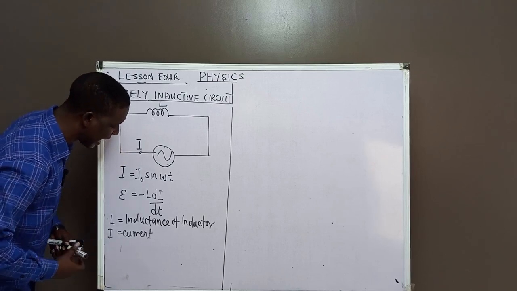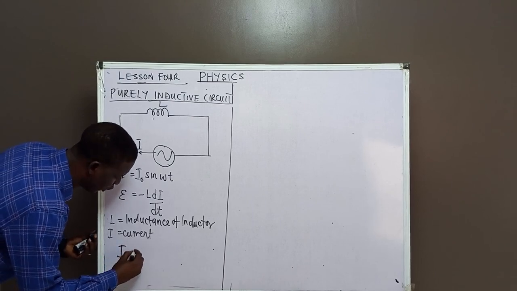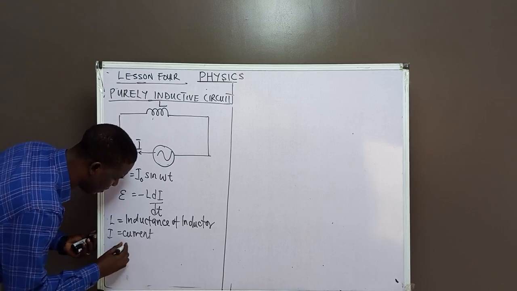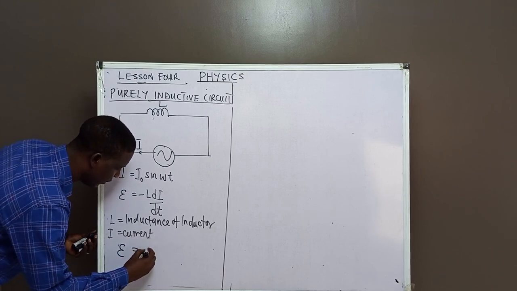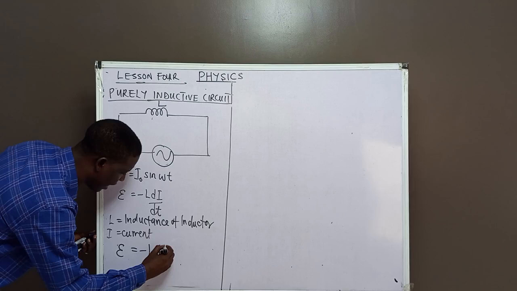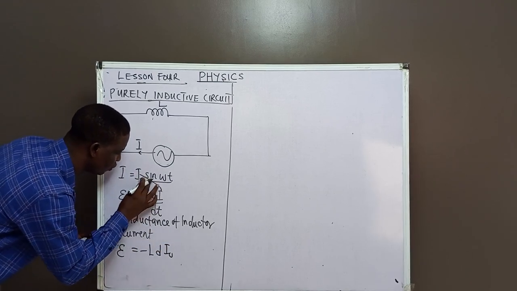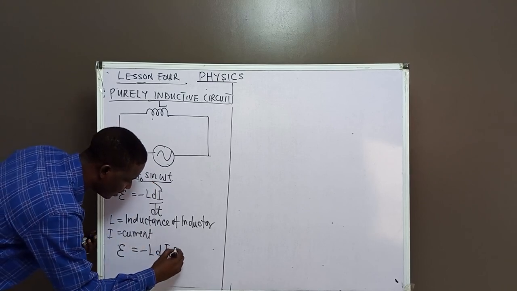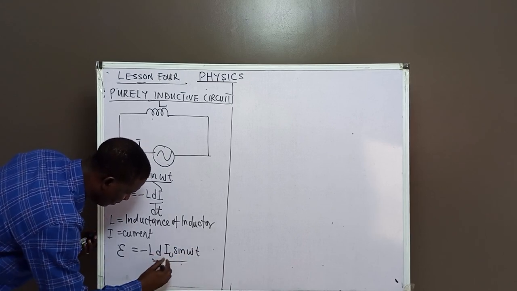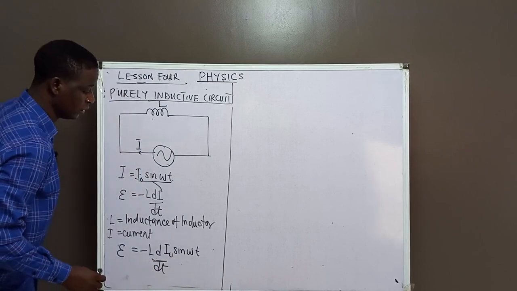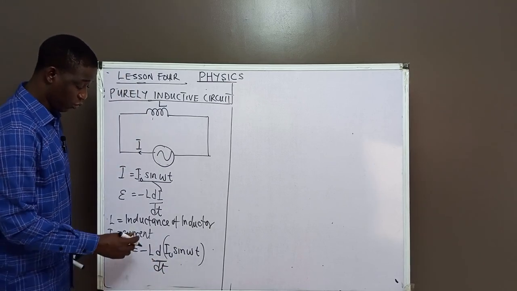Now let's substitute our I there. The EMF is equal to minus L times d of I naught sine omega t, all over dt. Everything here, substitute it there. Now let us differentiate this one, because that's what we have there.